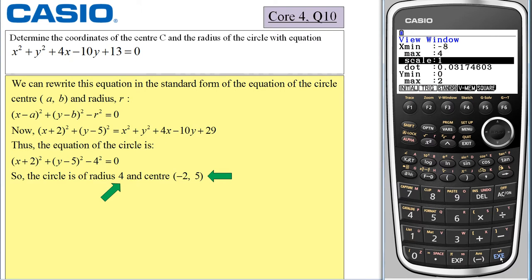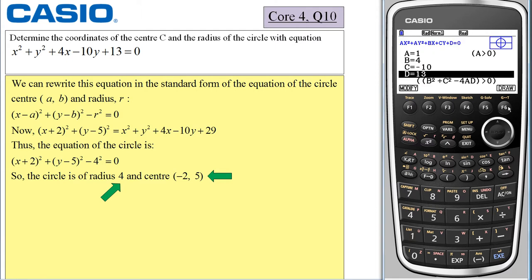Okay, now for the y-axis. If the centre's at minus 2, 5, the top of the circle, so to speak, will be at 9 units above the x-axis. So I think I'll choose the y maximum to be something bigger than 9, let's say 12. And for the minimum, I will keep it as 0. Okay. I select execute and F6 to draw.